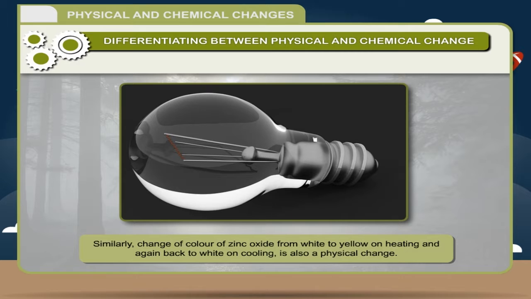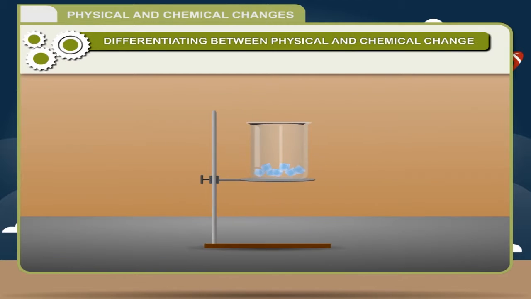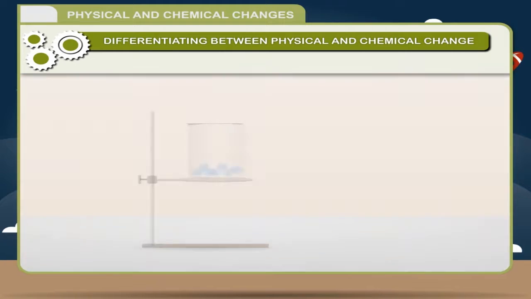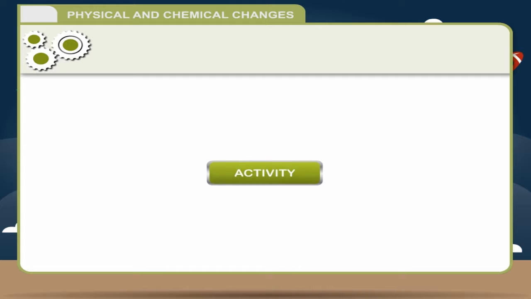Similarly, change of color of zinc oxide from white to yellow on heating and again back to white on cooling is also a physical change. Melting of ice, sublimation of iodine are also examples of physical change. Let us understand sublimation through an activity. Activity.